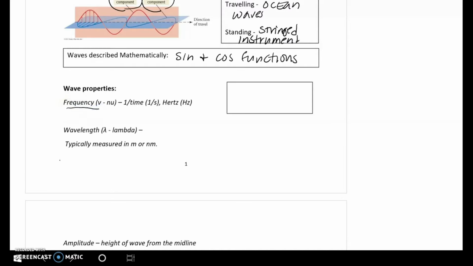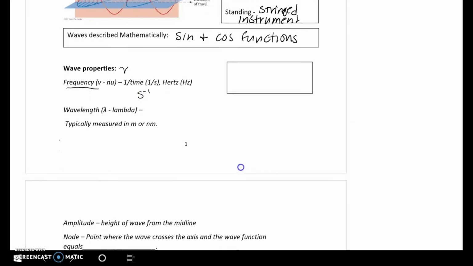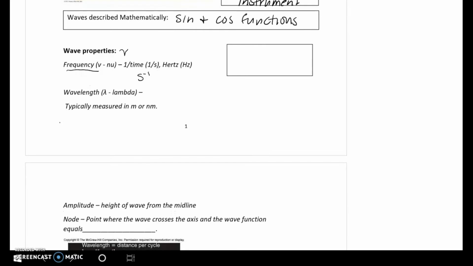So frequency, it looks like a V, but it has a little hook. It's kind of hard to see here. And this is called nu. It could be described by 1 over time, so 1 over s. Another way to write this is s to the minus 1, and the hertz. And another property for waves is the wavelength. And the symbol for wavelength is lambda.